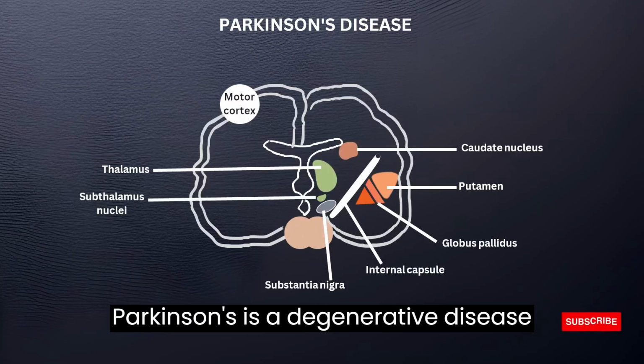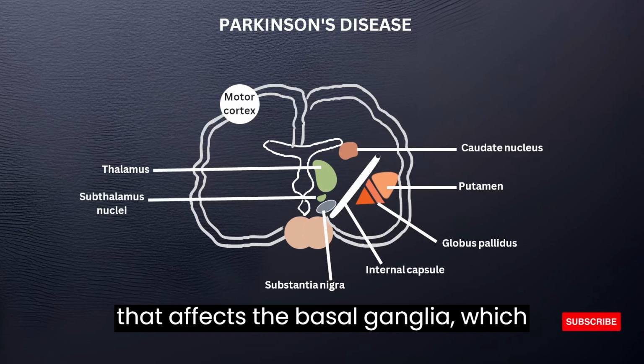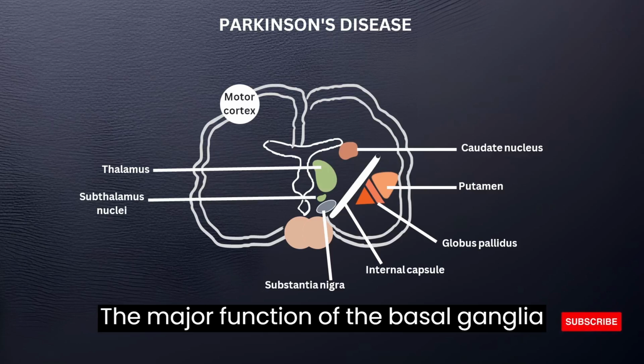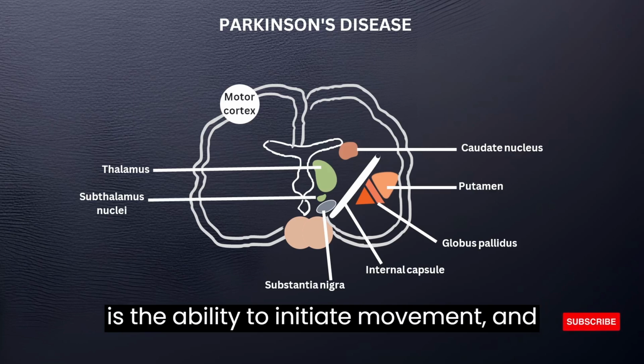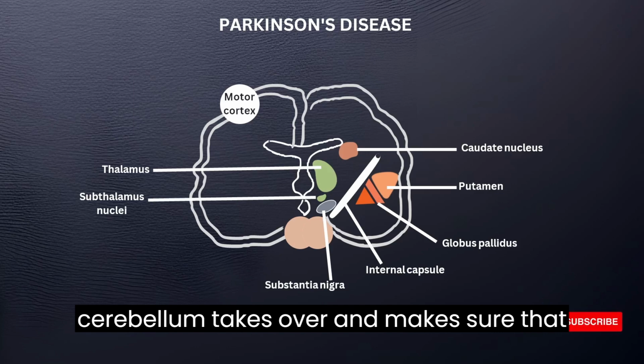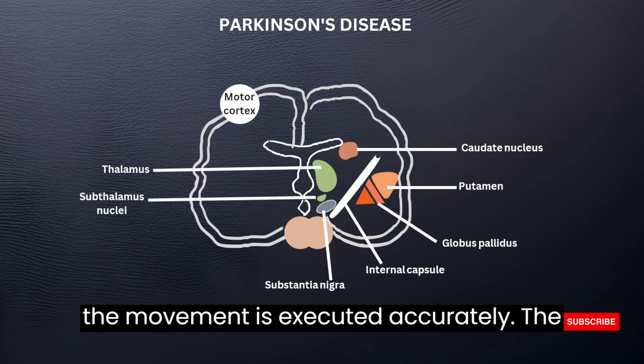Parkinson's is a degenerative disease that affects the basal ganglia, which plays a crucial role in motor control. The major function of the basal ganglia is the ability to initiate movement, and after the movement is initiated, then the cerebellum takes over and makes sure that the movement is executed accurately.